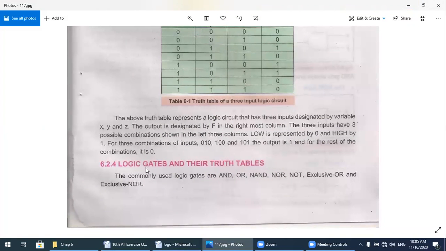Next topic is logic gates and their truth tables. Now we are going to develop the logic gates and the truth table. As I told you, there are three basic logic gates: AND, OR, and NOT. All the rest of the logic gates are derived from AND, OR, and NOT. So we have three basic gates. The commonly used logic gates are AND, OR, NAND, NOR, NOT, exclusive OR, and exclusive NOR. So we will discuss these logic gates.